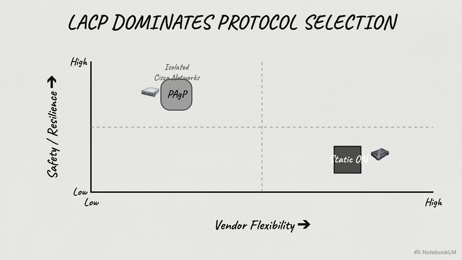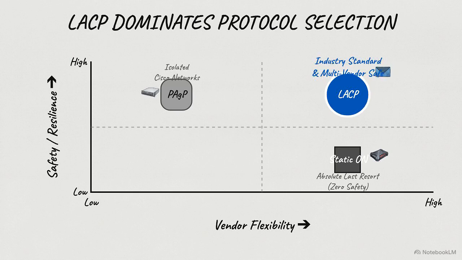Static mode sits in the bottom right. It works with almost anything, but gives you zero safety. You use this strictly as a last resort when connecting a basic device that lacks the processing power to run a negotiation protocol. LACP sits in the top right. It provides the strict safety checks of continuous negotiation alongside total multi-vendor support.